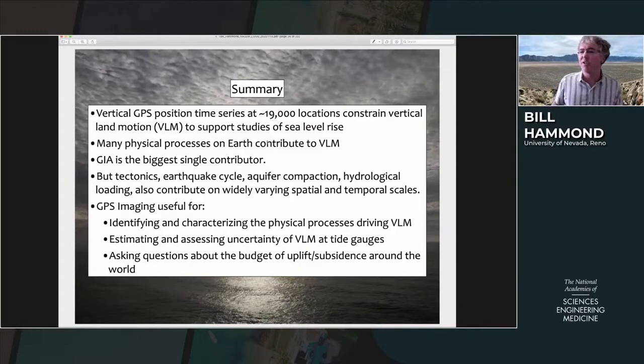But in summary, because we have this large database, 19,000 locations on Earth, we can constrain vertical land motion well in some places, not so well in all places, but this contributes a lot to measurements of relative sea level rise. There are many processes that we need to be aware of when looking at this. GIA is the biggie on Earth, but there are plenty of others. So we can use GPS imaging for identifying and characterizing the physical processes, for estimating and understanding the uncertainties, and for asking questions about the budget of up and down across the whole planet.